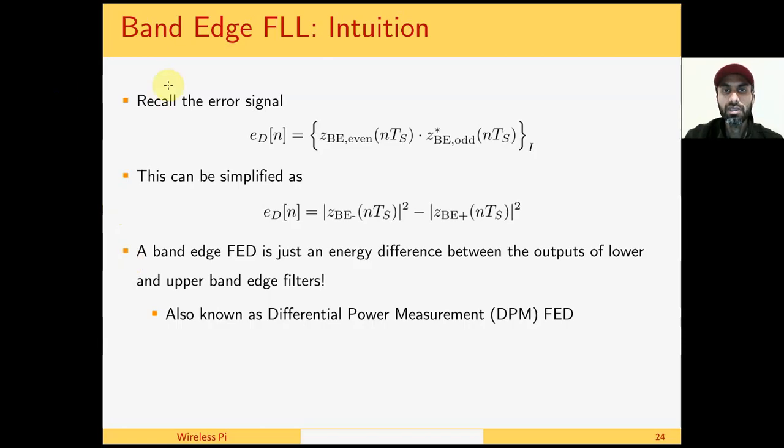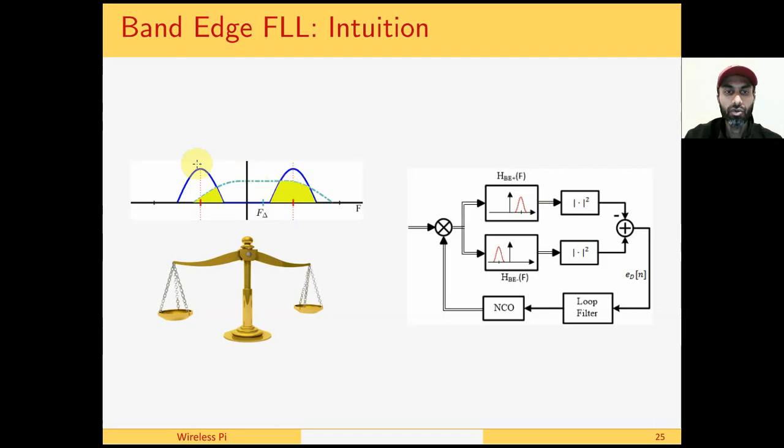Now there is an intuitive reasoning for using the band edge FLL for frequency recovery as well. Recall that the error signal is given by the output of the even band edge filter multiplied by the conjugate of the odd band edge filter. While the derivation is in my book, it comes out to be |Z_BE minus NT|² minus |Z_BE plus NT|², where minus and plus are for the lower and upper band edge filters. This was the lower band edge filter and this was the upper band edge filter.